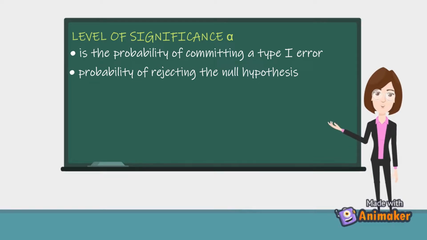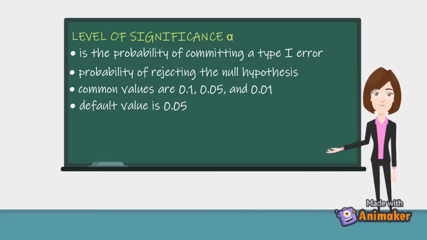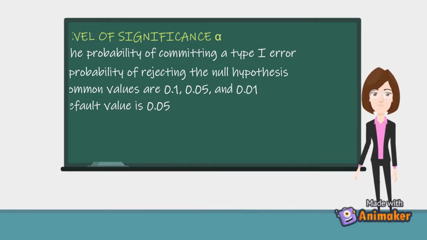Some common values used for the level of significance alpha are 0.1, 0.05, and 0.01. For example, if alpha is equal to 0.1 and the null hypothesis is rejected, it means that we are 90% certain that the decision for rejecting the null hypothesis is correct. If the problem does not specify any level of significance, the default value is used, which is 0.05.